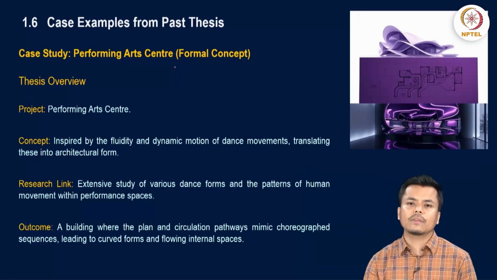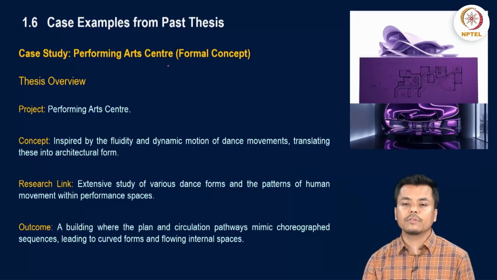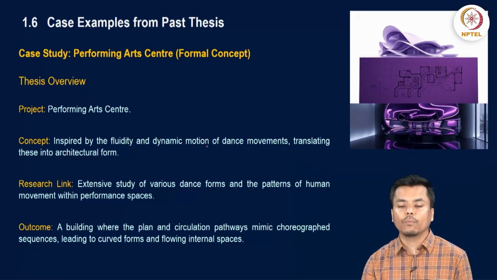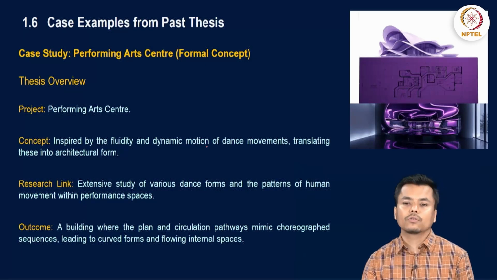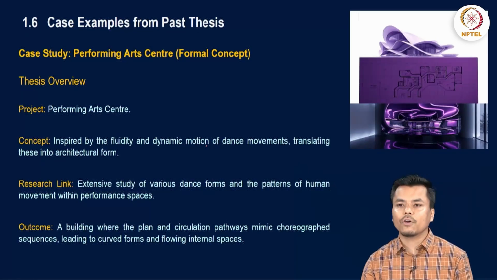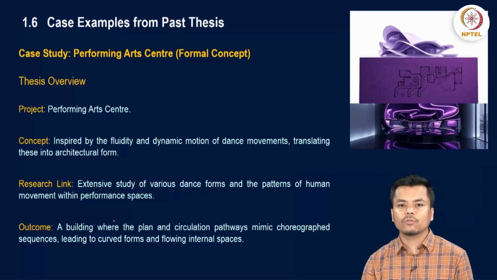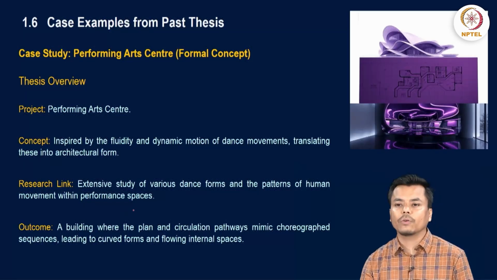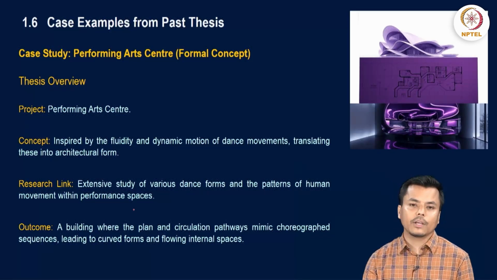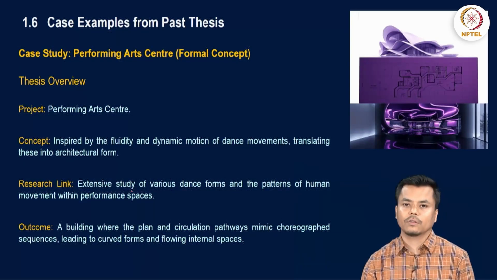Then let us now look into some examples. When we start designing a performing arts center, it is inspired by the fluidity and dynamic motion of dance movement. So the research to link with the idea of the project is to do an extensive study about different dance forms and the pattern of human movement within performing spaces. That will probably guide the circulation pathway, and you can mimic the choreographed sequences in the way you start the design process for the project. So this is applicable for a performing arts center.